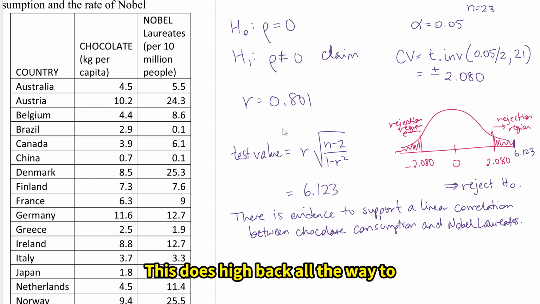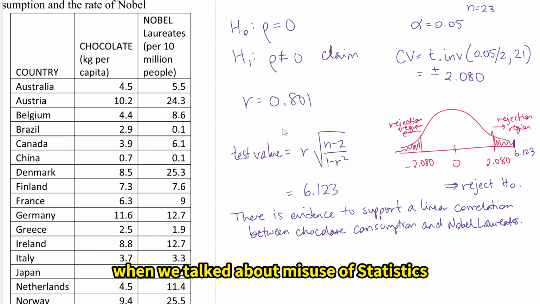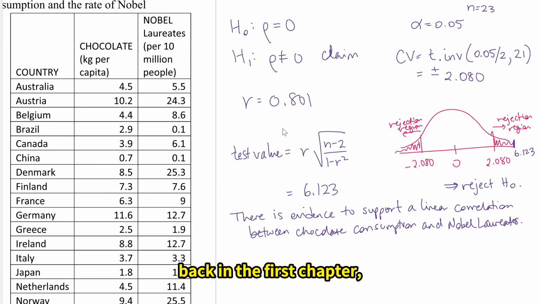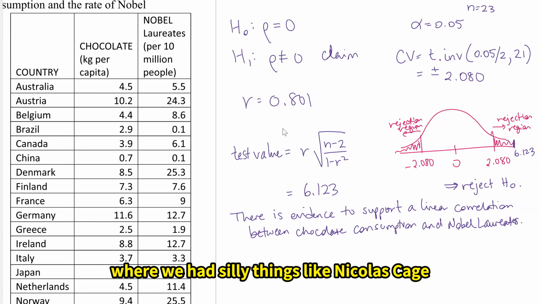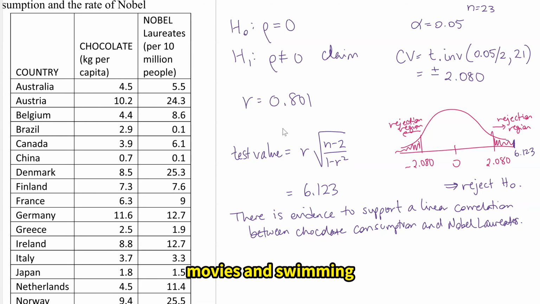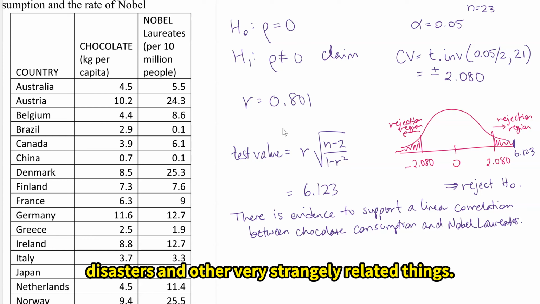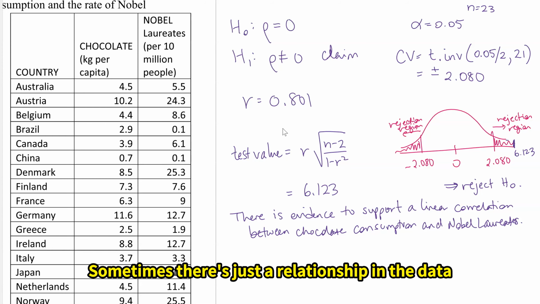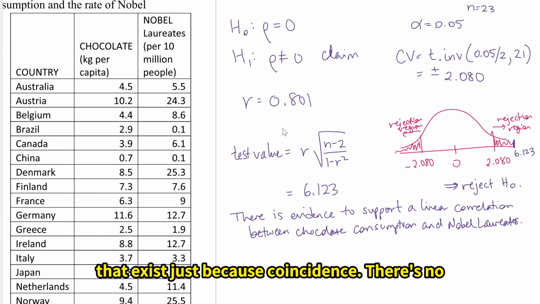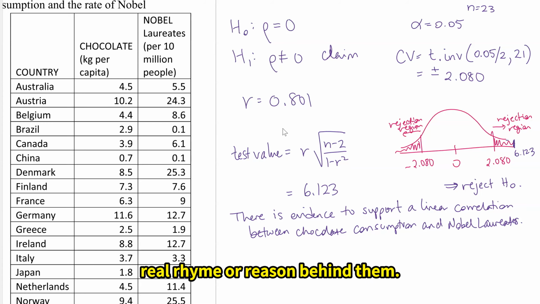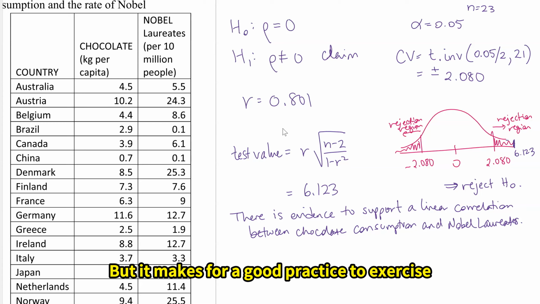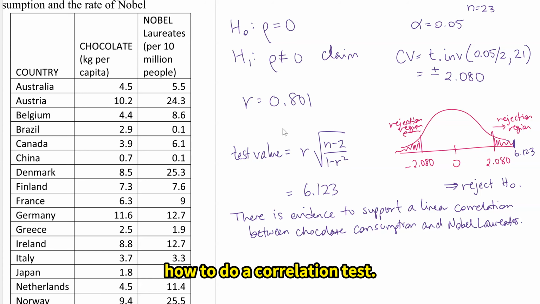This does tie back all the way to when we talked about misuses of statistics back in the first chapter, where we had silly things like Nicolas Cage movies and swimming disasters and other very strangely related things. Sometimes there's just a relationship in the data that exists just because. Coincidence. There's no real rhyme or reason behind them. But it makes for a good practice to exercise how to do a correlation test.